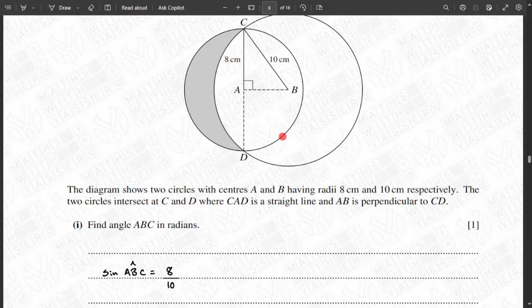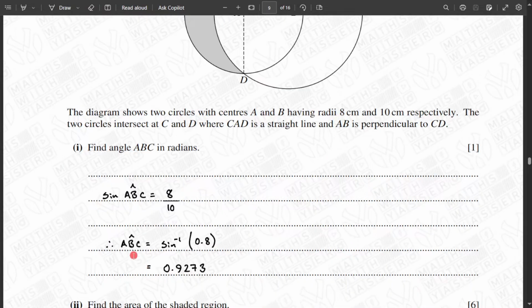So this is pretty straightforward. If you consider this right angle triangle, that means you can use SOHCAHTOA. So we have for this angle, we need to find this angle. So this is opposite to this angle and this is the hypotenuse. So we can use sine ABC is equal to opposite by hypotenuse, which is 8 over 10. So that gives us ABC is equal to sine inverse of 0.8, which should be 0.9273. Make sure that your calculator is in radians because we need to find the angle in radians.